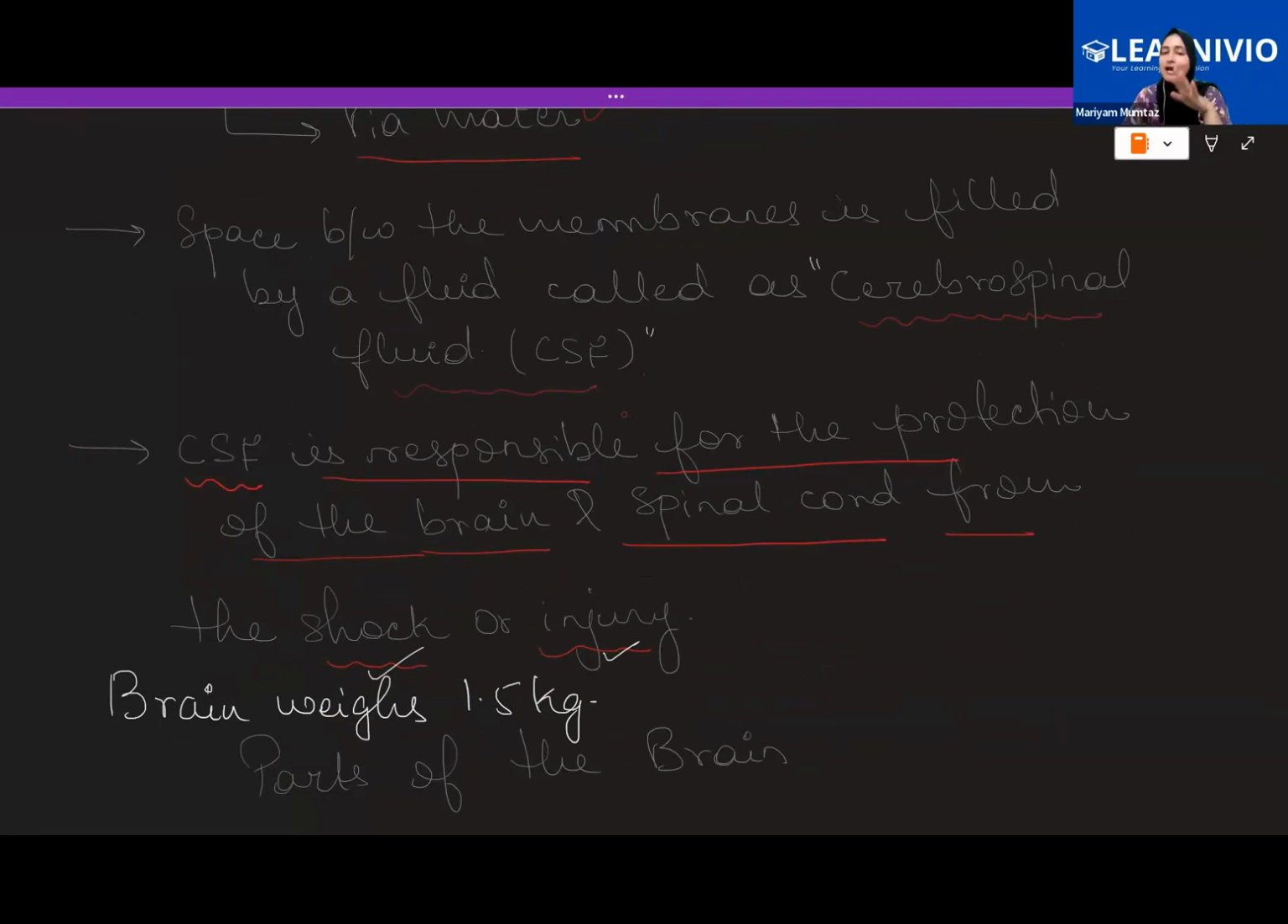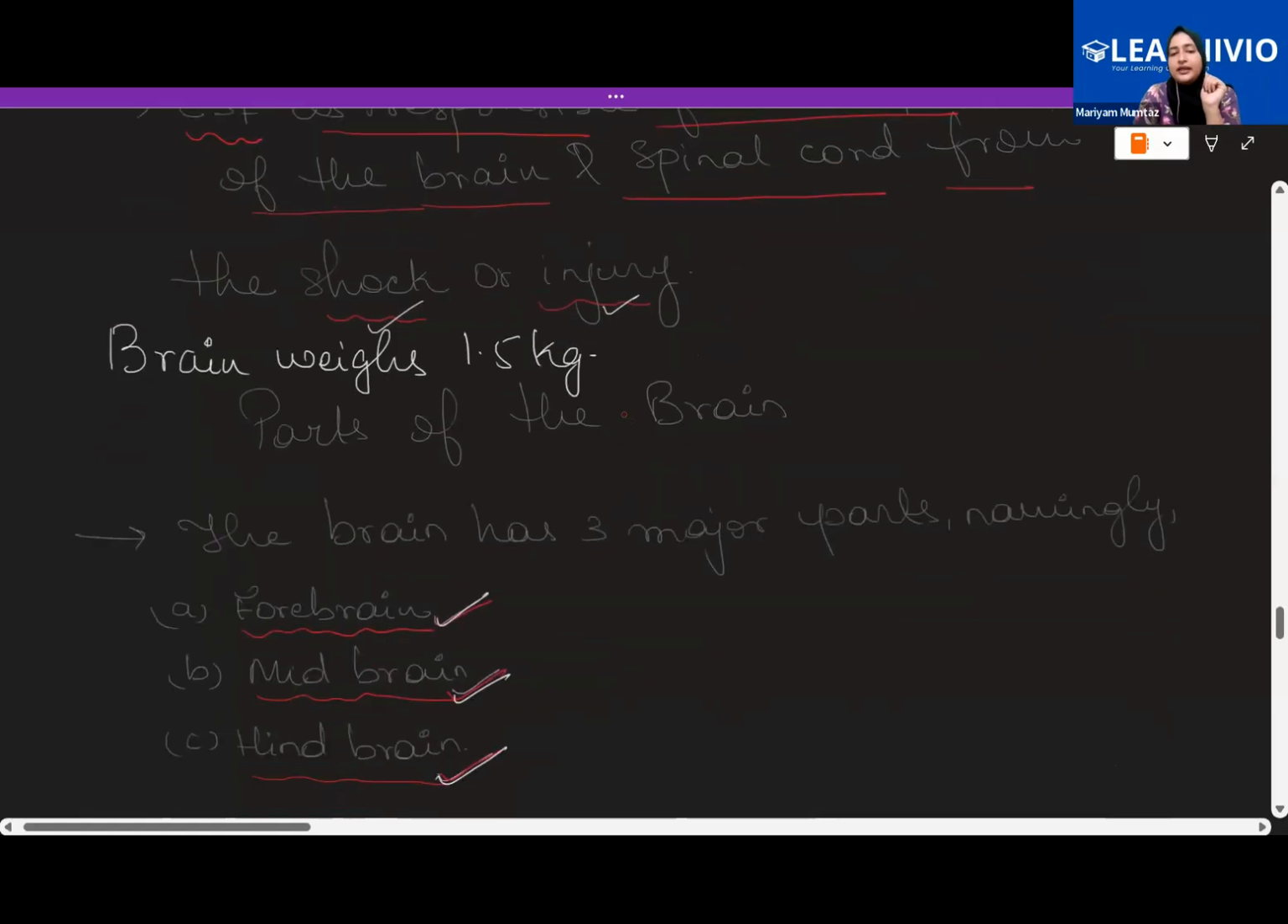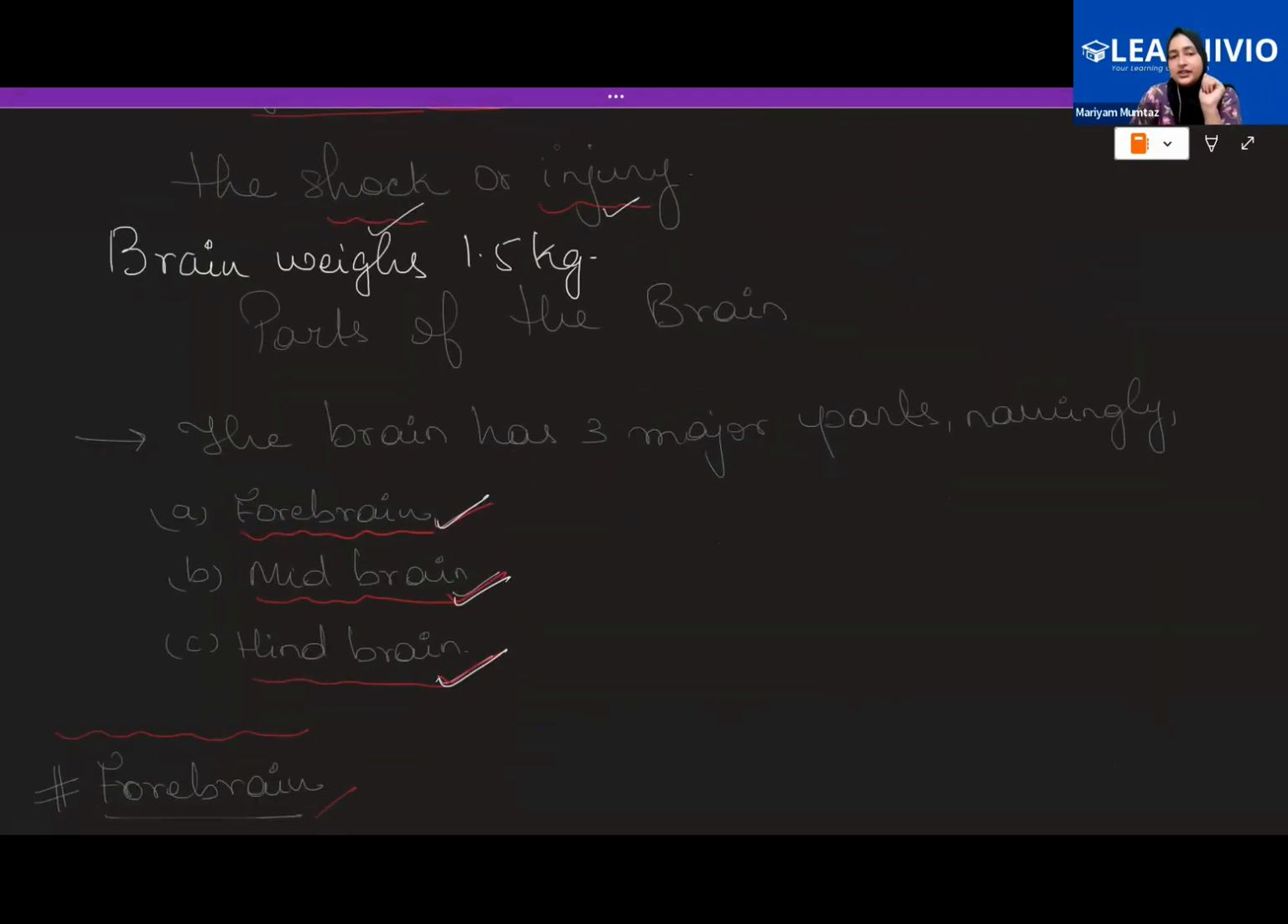It's because for minor injuries or little impact injuries, the cerebrospinal fluid is there to protect the brain and the spinal cord from the shock and from injury. But when the extent of injury becomes really, really high, then this also fails. For normal day-to-day life, the cerebrospinal fluid, along with the bony structure that the brain is present in, is responsible for protecting the brain and the spinal cord. Now the brain weighs around 1.5 kg.